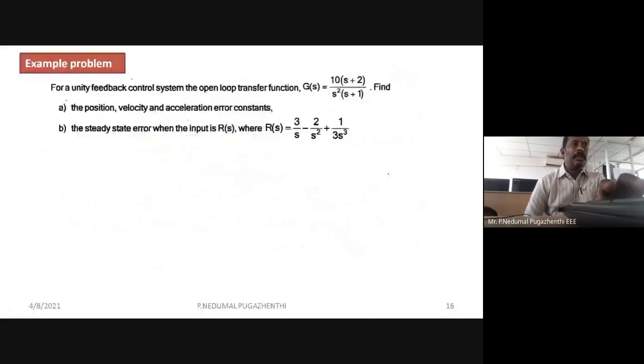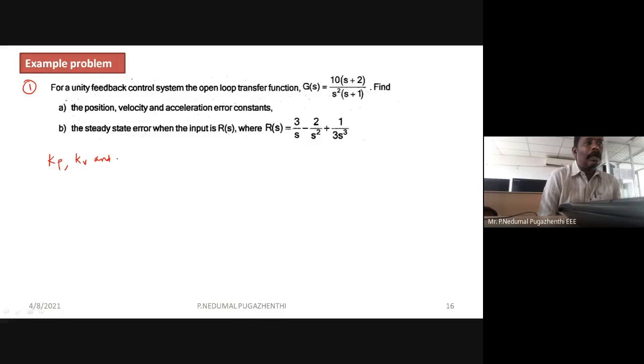So let me take a problem. Example problem number 1. For a unity feedback control system, the open loop transfer function is provided like this: G of s is equal to 10 into s plus 2 by s squared into s plus 1. Find the position, velocity, and acceleration error constants. So they are asking to find Kp, Kv, and Ka.